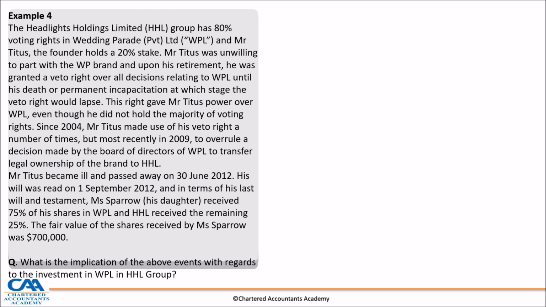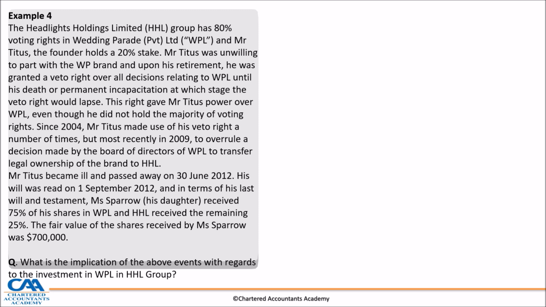So as an example here, Headlights Holdings, which is HHL Limited, has 80% voting rights in WPL, Wedding Parade. Mr. Titus, the founder of WPL, has a 20% stake. Mr. Titus is unwilling to part with the WPL brand, and upon his retirement, he was granted a veto right over all decisions relating to WPL until his death or permanent incapacitation, at which stage the veto right would lapse. This right gave Mr. Titus power over WPL, even though he did not hold the majority of voting rights.